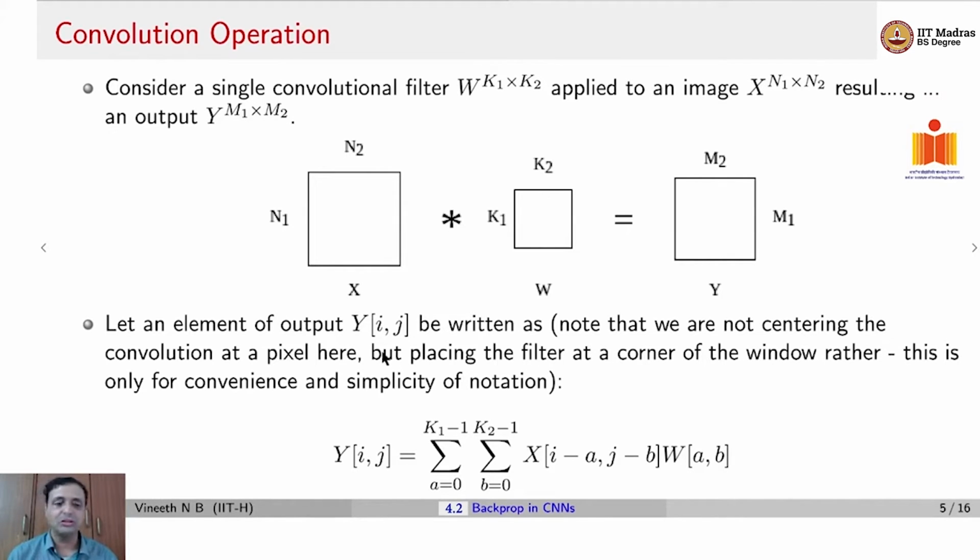From the definition of convolution, we know that an element of the output Y, Y at (i, j), can be written as the summation over a going from 0 to K1 minus 1, and b going from 0 to K2 minus 1, of X of (i minus a, j minus b) times W of (a, b). Note here that we are not placing the filter at the center of the input pixel, but at a corner. This doesn't matter. This is only to make the rest of the derivation a little simpler to understand.